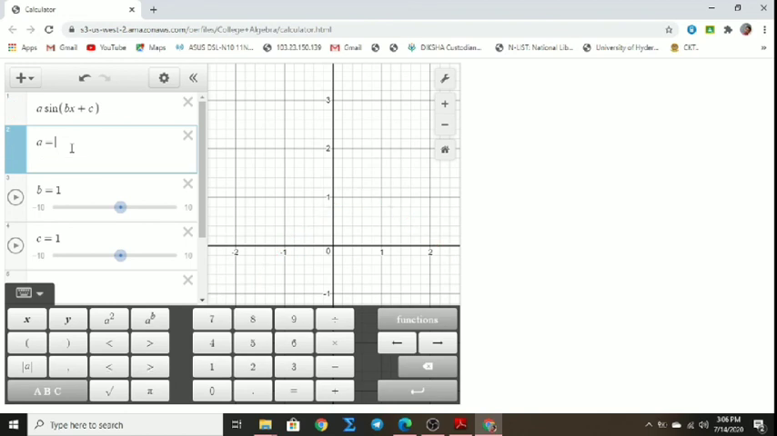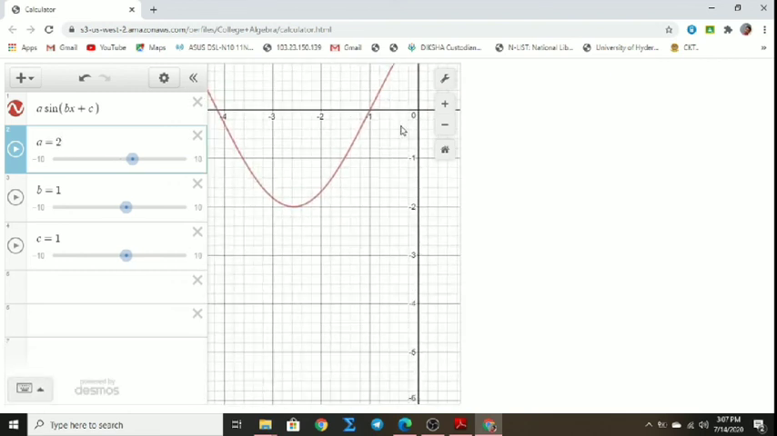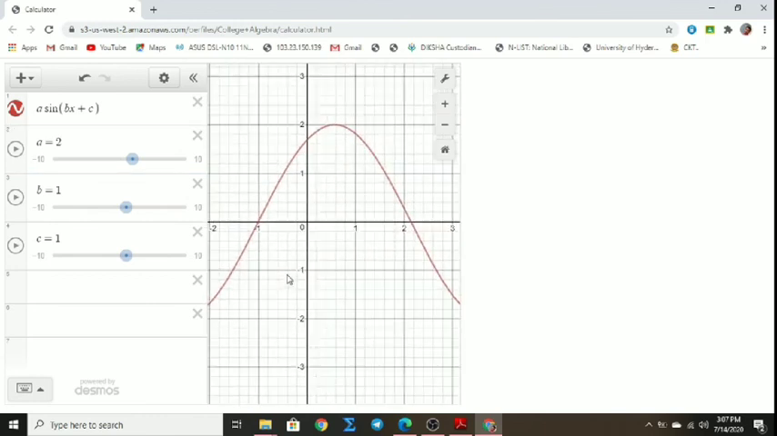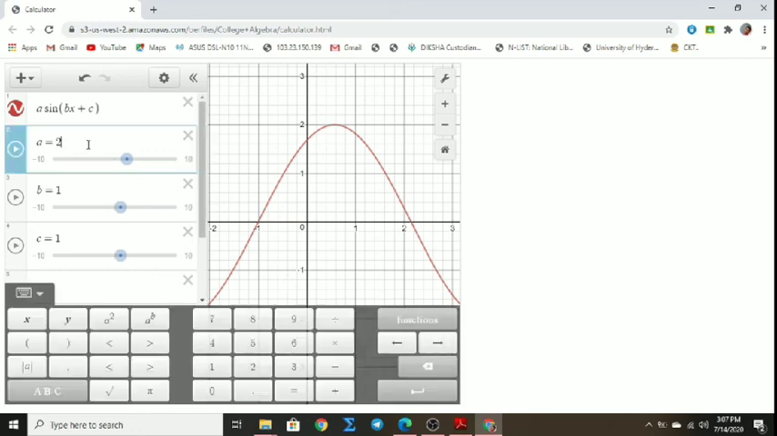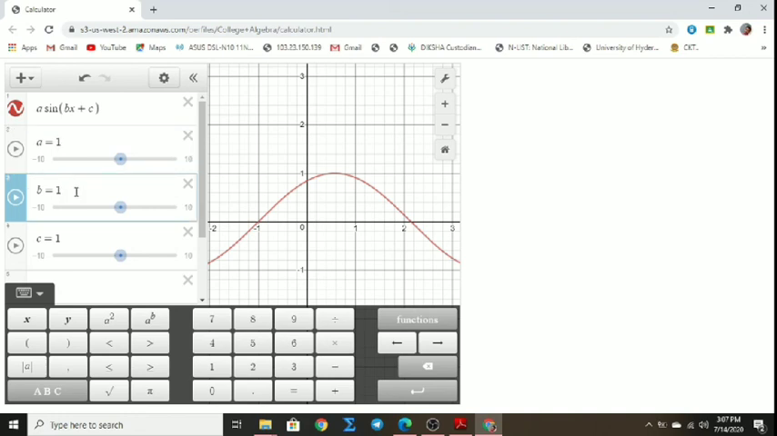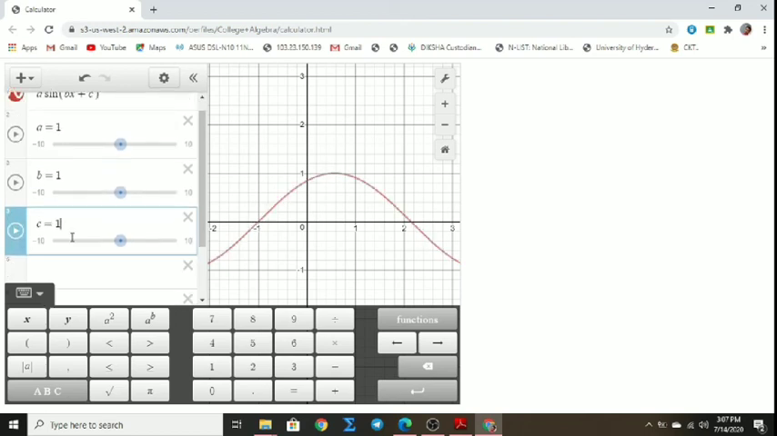If we change the amplitude, then see what will happen. I take the amplitude equal to 2. Above the x-axis it goes to plus 2, and below the x-axis it goes to minus 2. So in this case the amplitude is 2. Now I want to make a simple sine function whose amplitude is 1 and whose period is again 1.